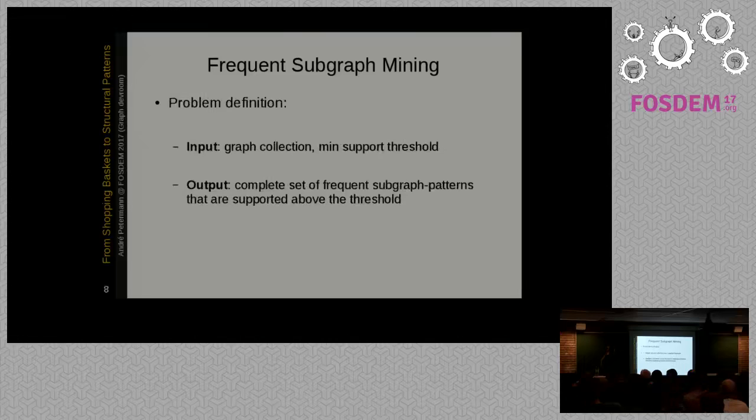So the problem definition, just to conclude the introduction, is our input is a graph collection. So our collection of things, in this case, are graphs. And we have a min support threshold, which specifies the minimum percentage of items or of search space things which have to contain a pattern to be considered to be frequent. And the output is the complete set of frequent subgraph patterns which are supported above the given threshold, so the min support.